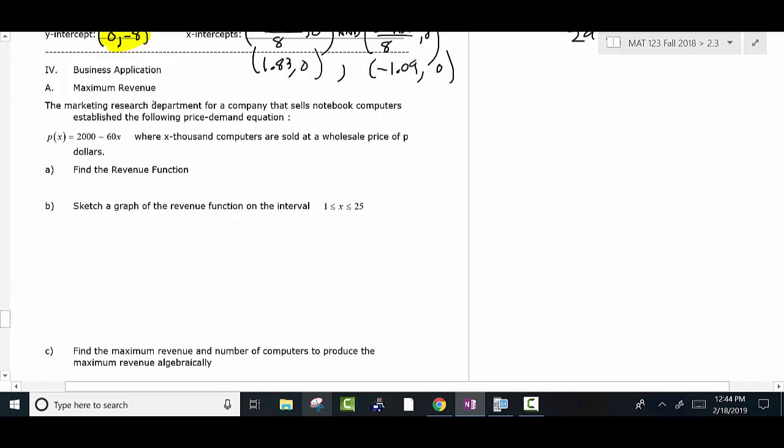So this one you have what's called a price demand function given by that function. It says this is x thousand computers sold at a price of p dollars. Okay, so we're going to find the revenue function. So what's the formula for finding a revenue if you know the price? Does anybody know? Everybody's a business major, right?